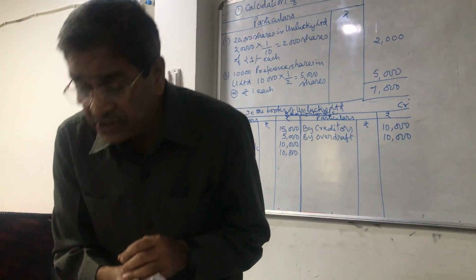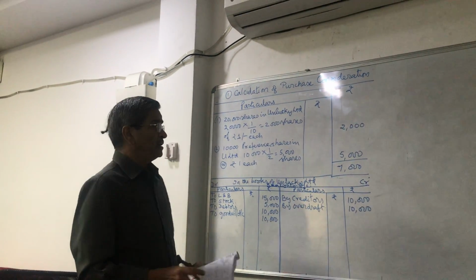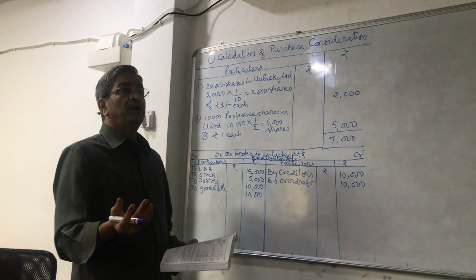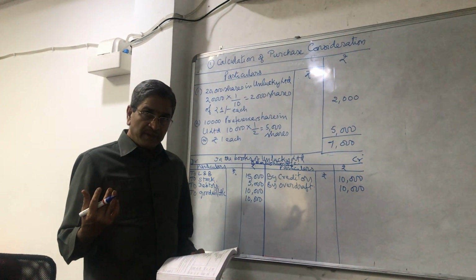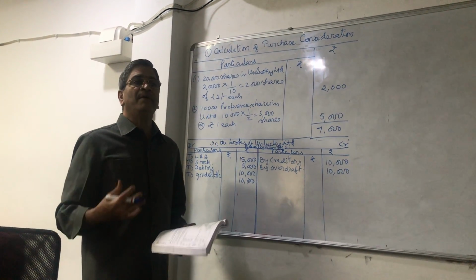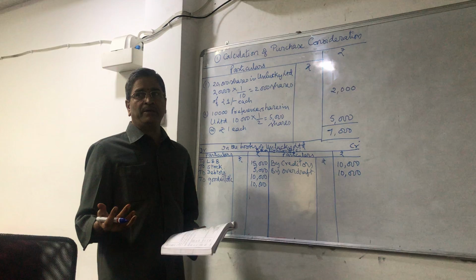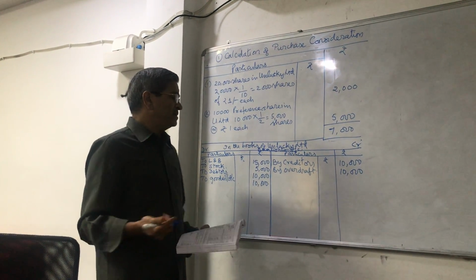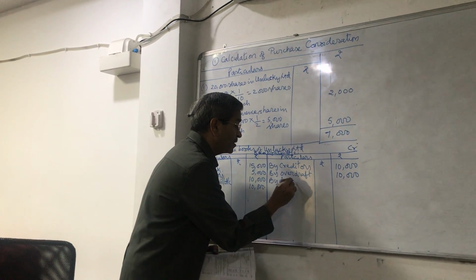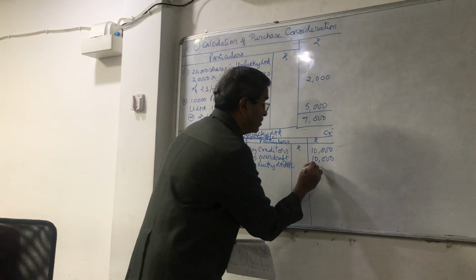Coming to the next, the third entry, as we have done yesterday, is about the purchase consideration. The purchase consideration agreed is 7,000, and this 7,000 is to be received from the purchasing company. We are selling our business to the purchaser, so the purchasing company should be debited. Debit the receiver. The receiver here is Lucky Limited. So by Lucky Limited should be debited, and credit should be given to realization. You have that amount 7,000.